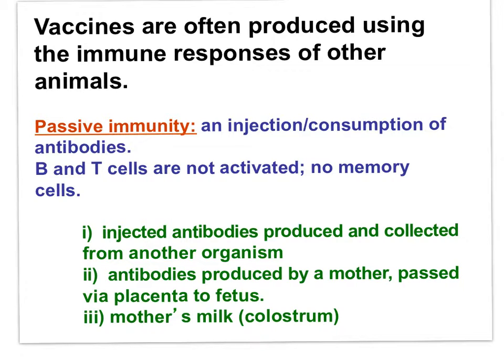Animals are injected with the pathogen, and the antibodies from the blood of the other animal are harvested and injected into people. Now, this is known as passive immunity because B and T cells are not activated in the human. There are no memory cells when nothing more than antibodies have been injected as the vaccine. Now, passive immunity involves injected antibodies produced and collected from another organism, or antibodies produced by a mother and passed via the placenta to the fetus, or antibodies in mother's milk.